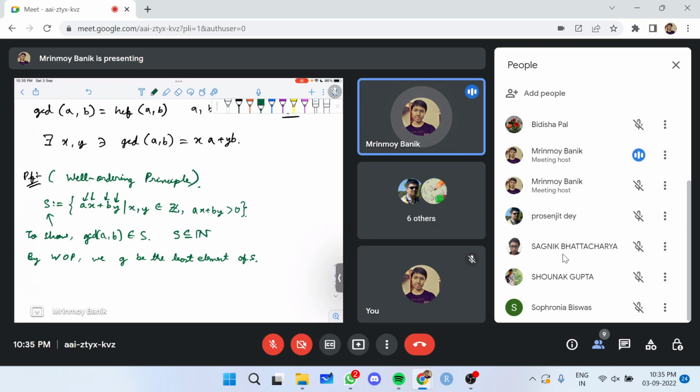And why is S non-empty? Can you find one example, like one number which is already in S? We can take any number and put ones. We can take one or any other number greater than zero inside S, so it will always be a non-empty set. So you mean one is always in S?